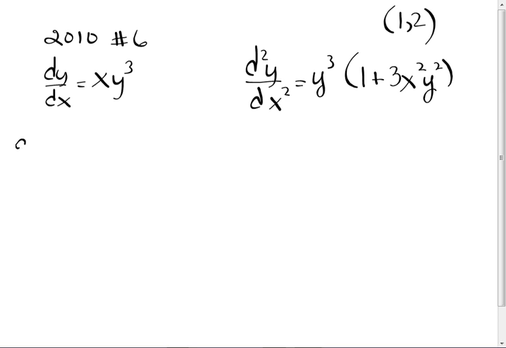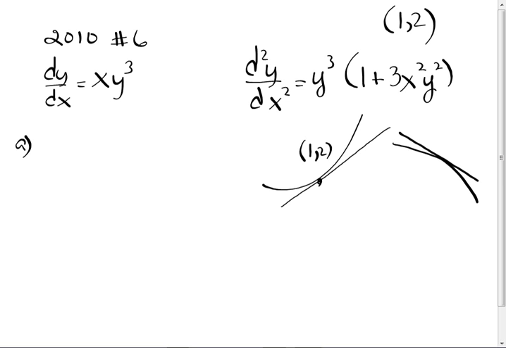Okay, A says, write the equation of the tangent line to the curve. I don't know what it looks like. It could look like this. I want to write the equation of that tangent line at (1, 2), or it could look like this. There's a lot of things it could look like. So the minute they say write the equation of the tangent line, I'm going to write the equation of any old line. You do not want to use y equals mx plus b, because then part B isn't so easy.